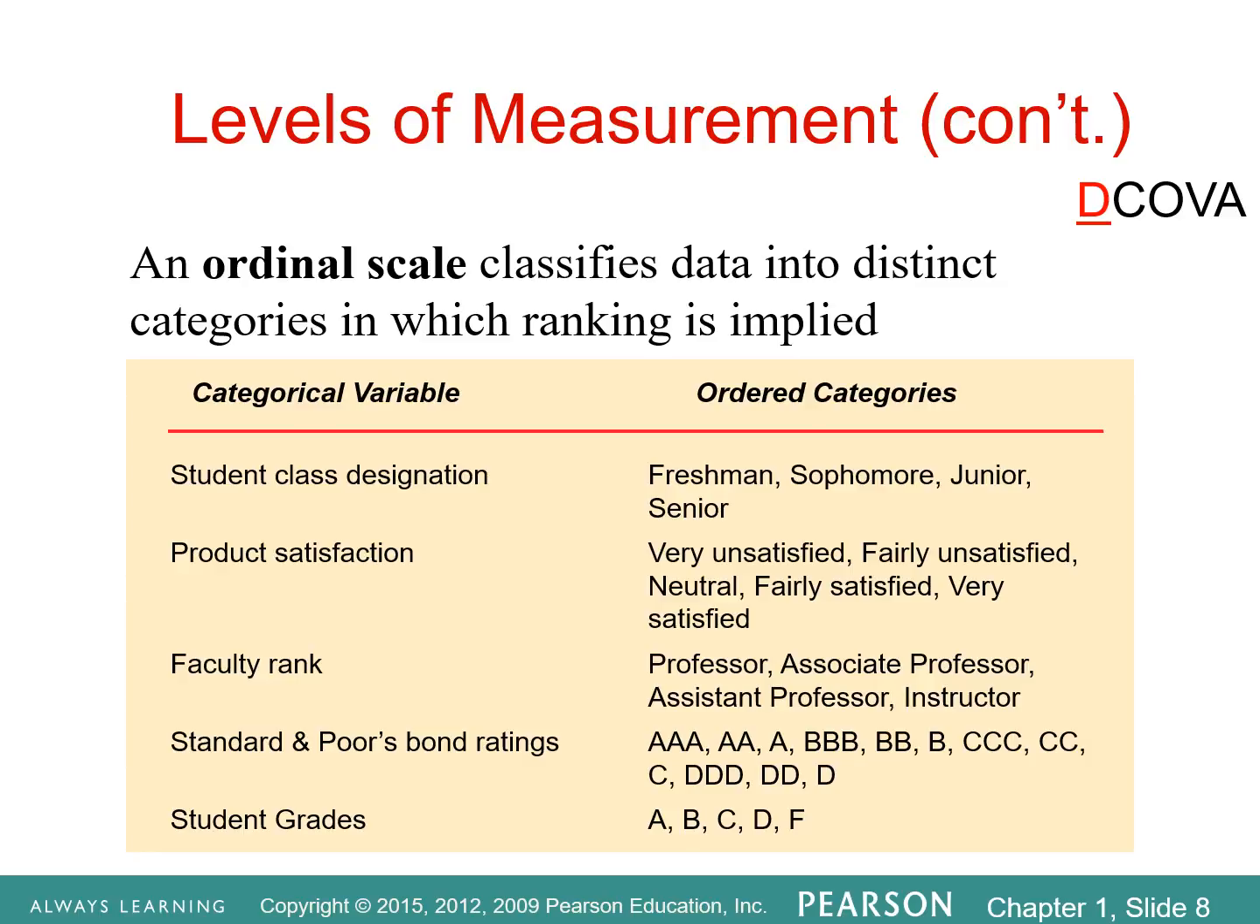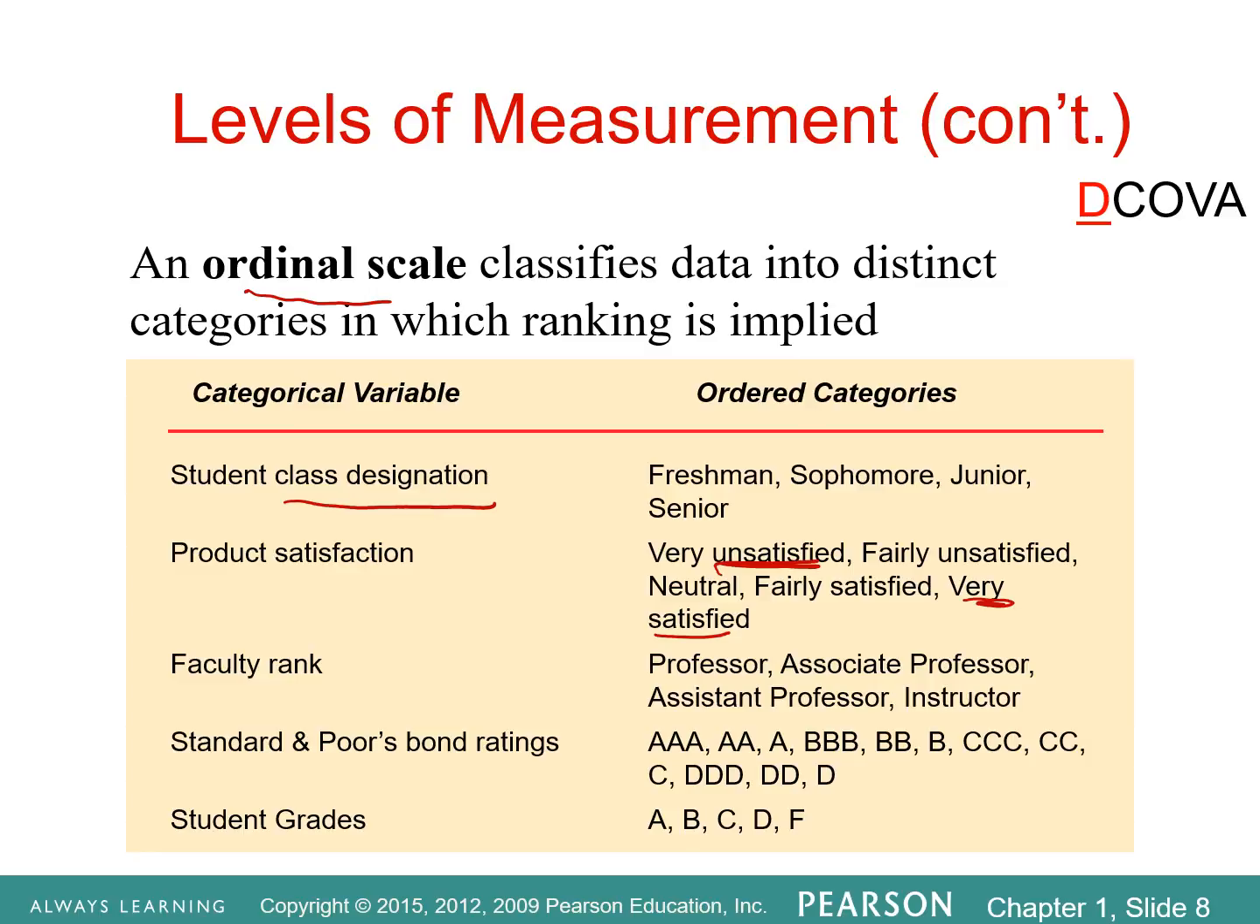Now, an ordinal scale are also categories, but there is a ranking. For example, class designation is a very common one. Are you a freshman, sophomore, junior, or senior? First, second, third, or fourth year high school student, or college student even. Product satisfaction. Obviously, in an ordinal scale, there is a ranking involved. Are you very satisfied, or are you very unsatisfied?